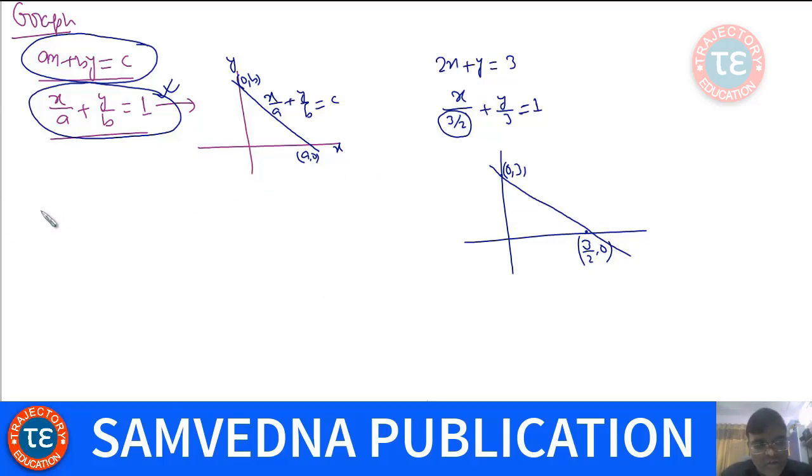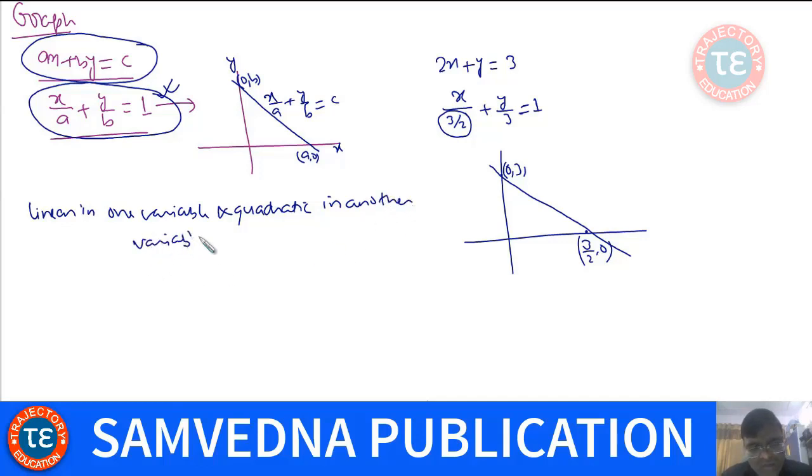See, whenever you have an equation which is linear in one variable and quadratic in another variable, then that will be a parabola. You will read all these topics in coordinate geometry in mathematics. But we need all these things over here, so I am just giving you brief details about these things, how we draw it.